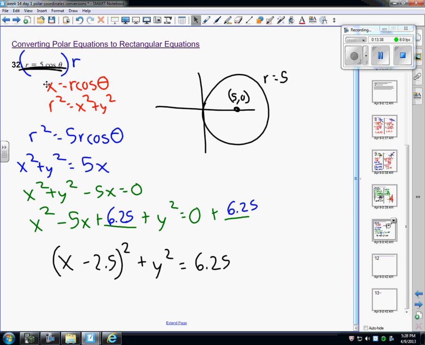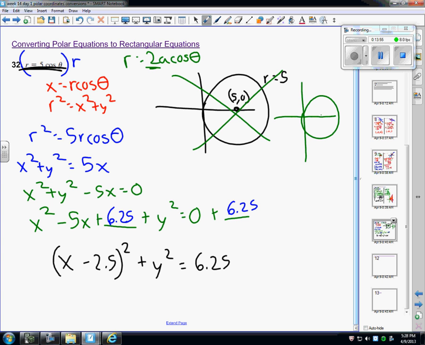Oops, I forgot to hit pause, but I think I figured out my mistake. Remember on that last problem, it was r equals 2a cosine theta. So if it's 2a cosine theta, I forgot about the 2. So my prediction should really be a circle centered at (2.5, 0) with a radius of 2.5.